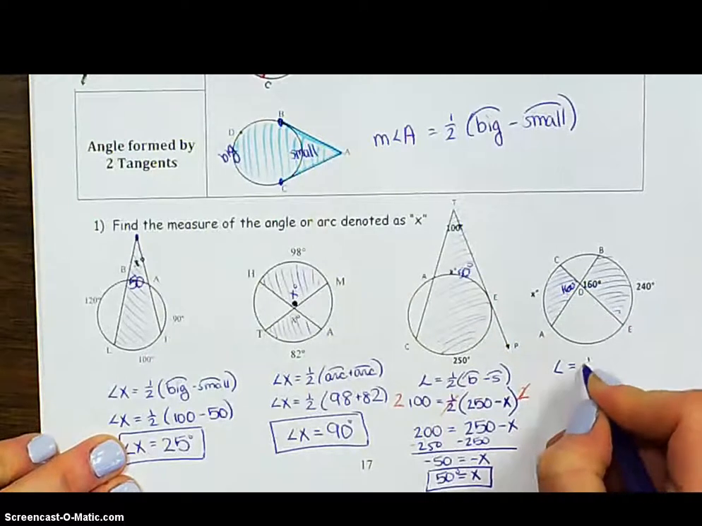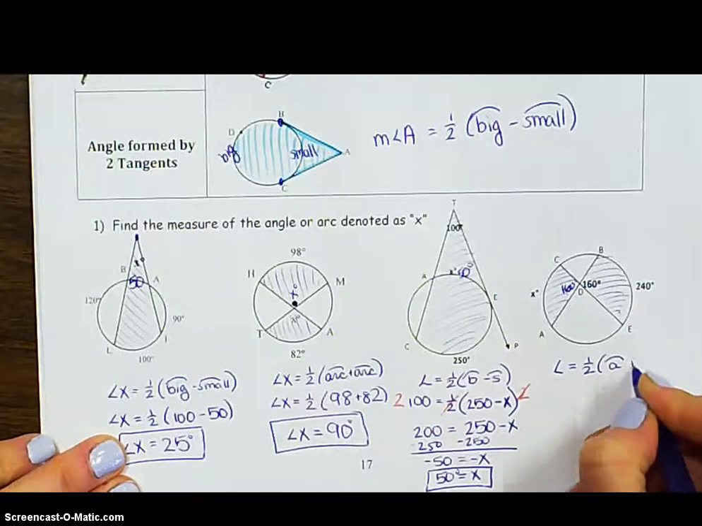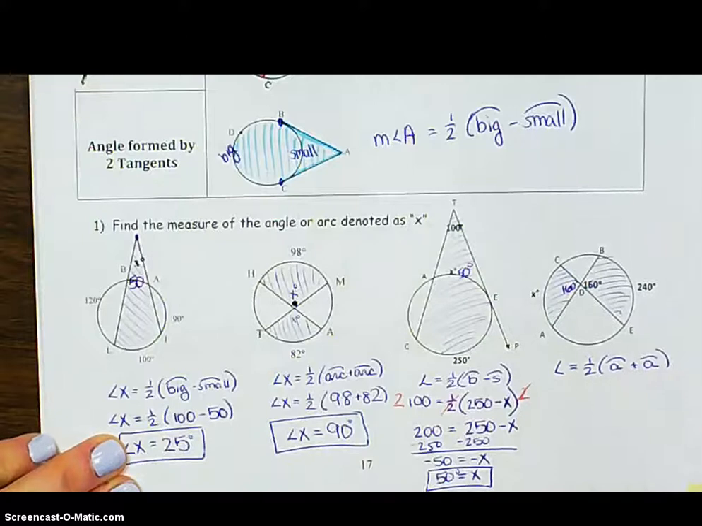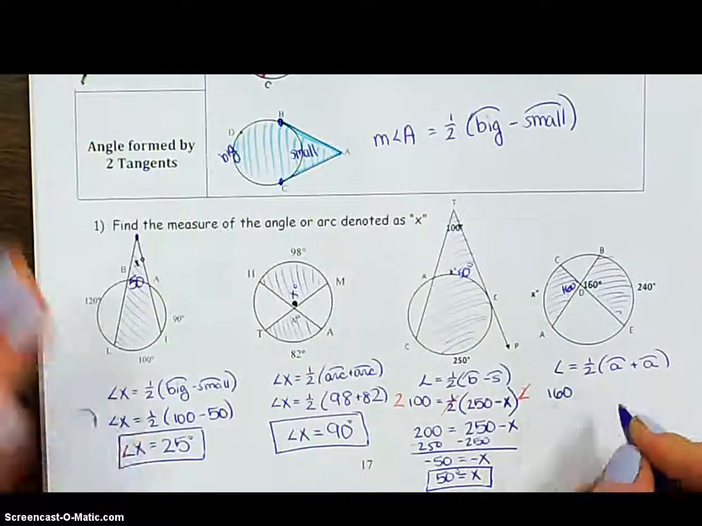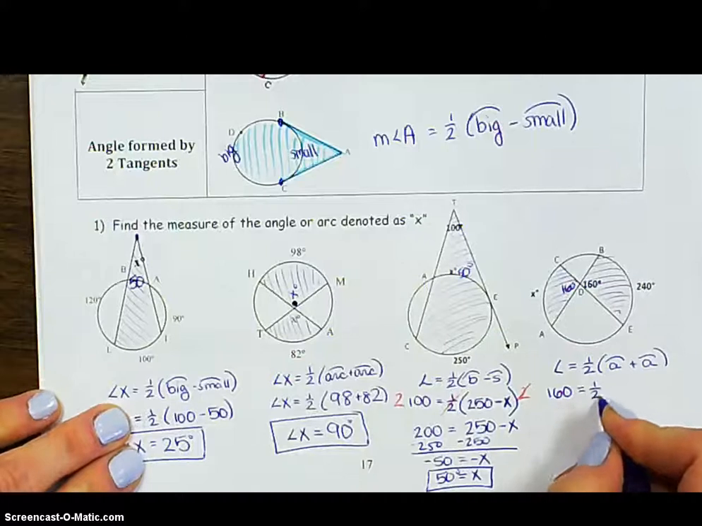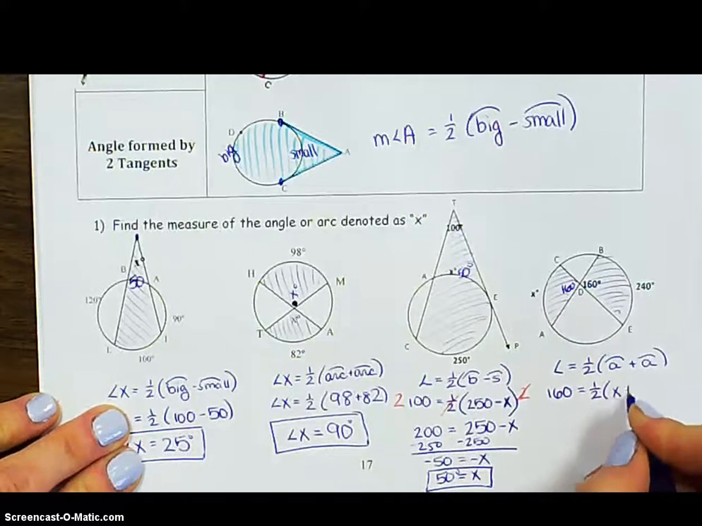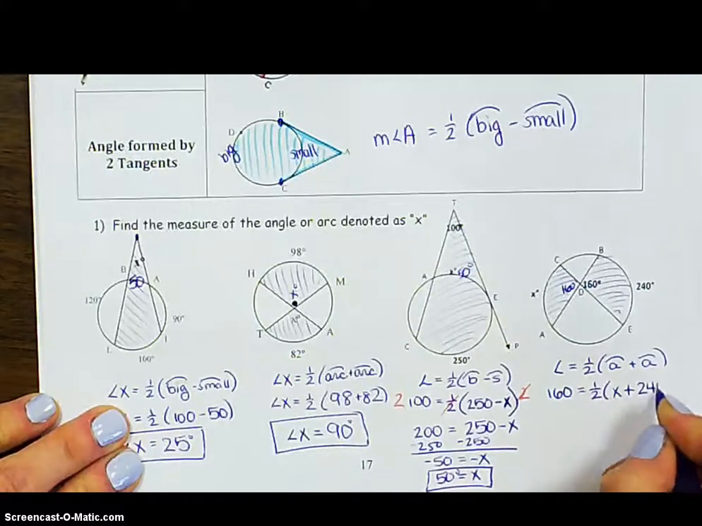So angle equals 1/2 arc plus arc. Let's fill in everything that we know. I know that the angle is 160. Then we do 1/2. The first arc is x plus the second arc is 240.